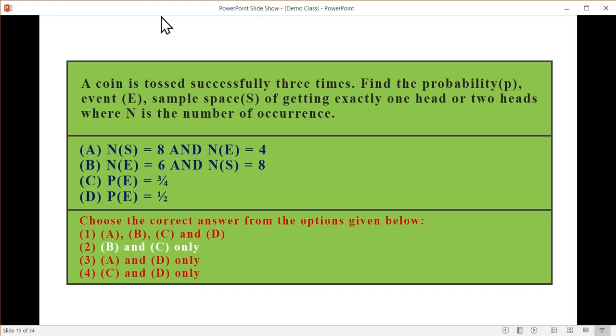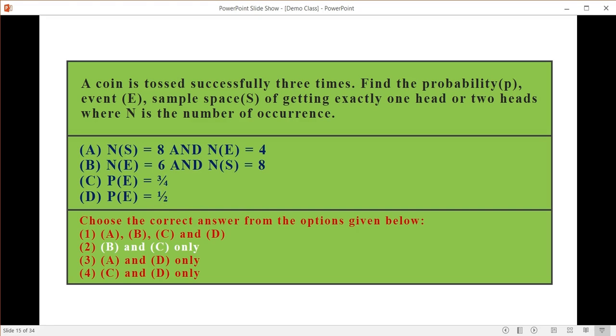So here the problem is asking about the probability, event and sample space. The probability is 3 by 4. That is in option C. Then the event is equal to 6 and the sample space is 8. That is given in the second option, B. N of E equal to 6 and N of S equal to 8 and the probability is 3 by 4. So these are the three answers.